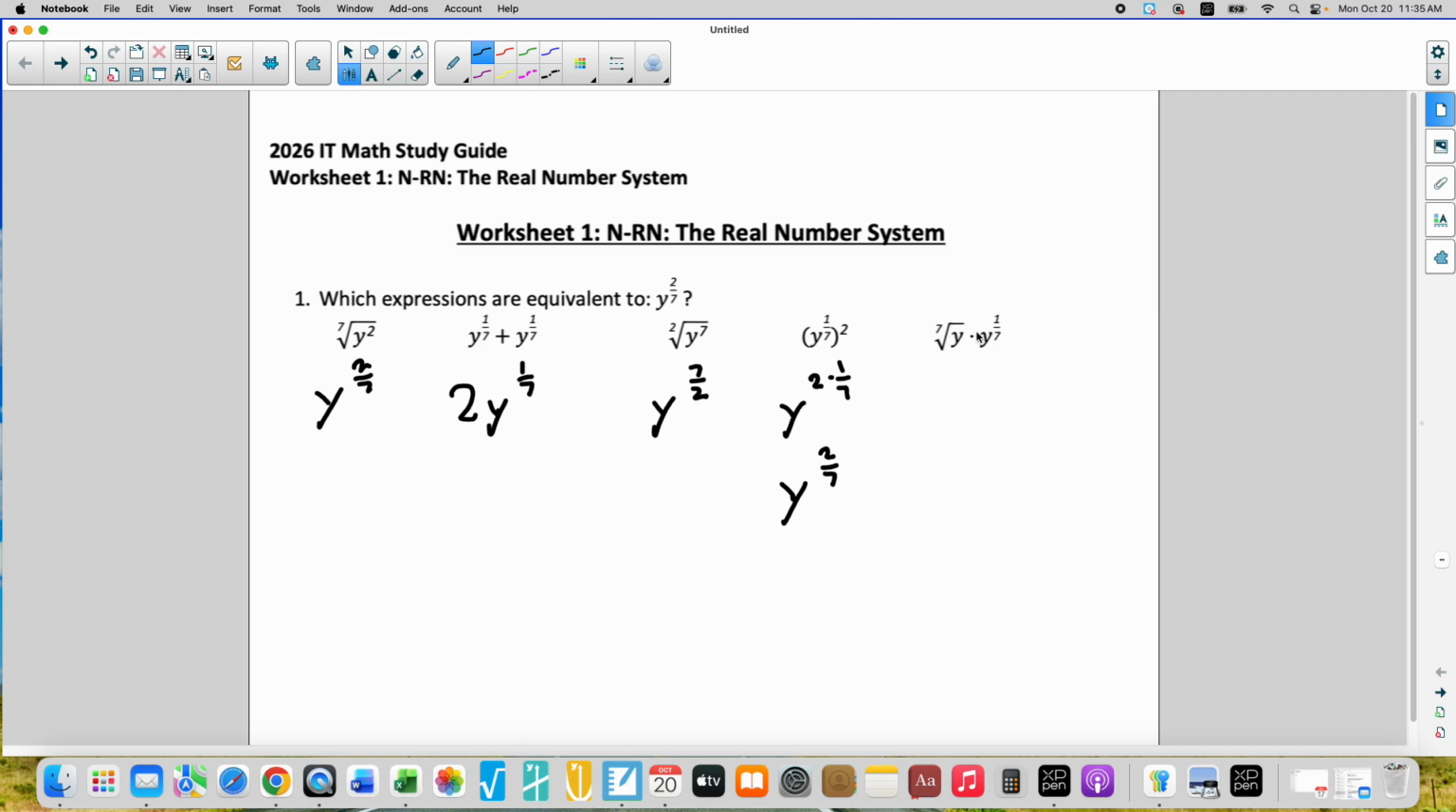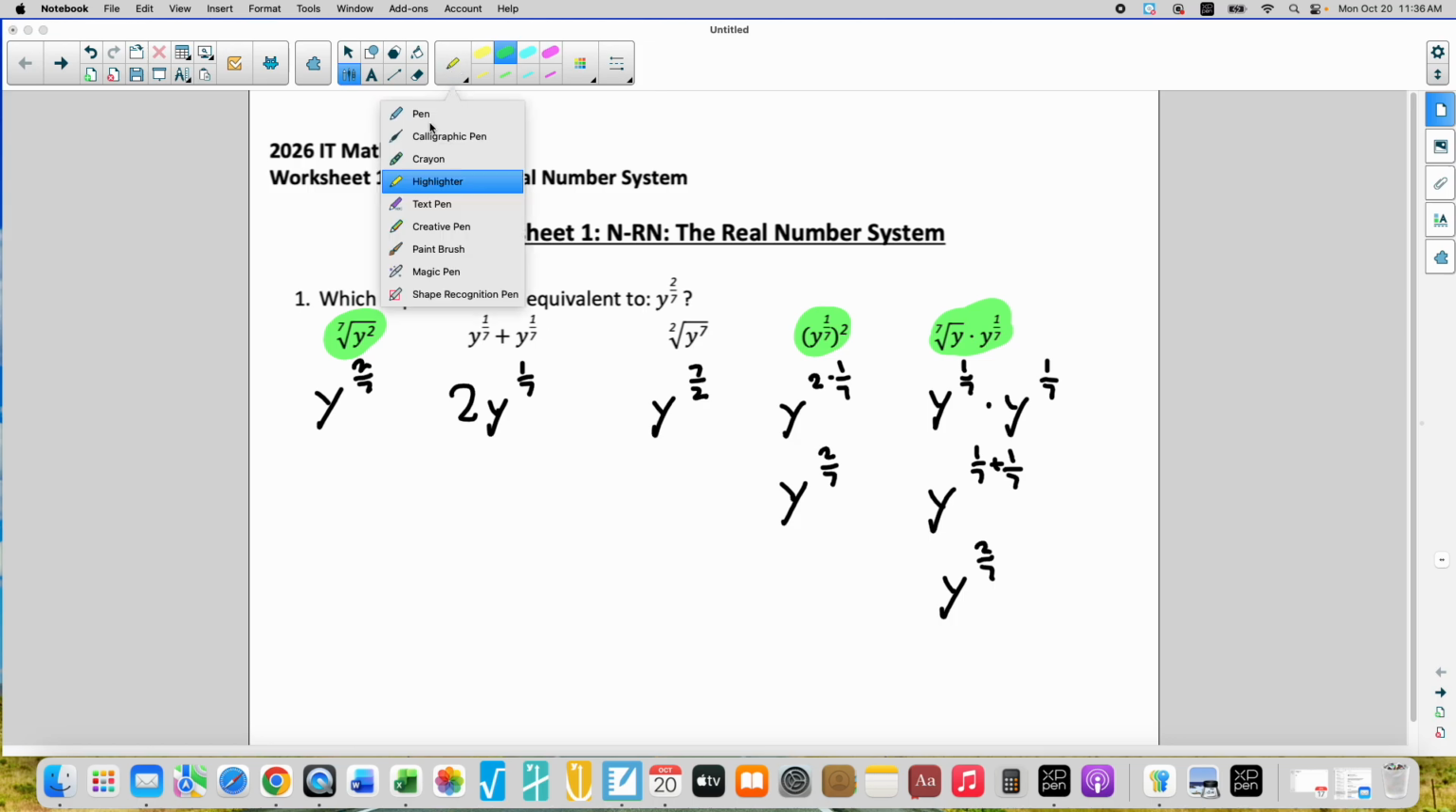And then, this is an interesting one. Okay, so let's write this as y to the 1/7 times y to the 1/7. And when we multiply like bases, we add their exponents. So you have 1/7 plus 1/7, which is y to the 2/7. So let's do it in green. This one equals y to the 2/7. This does not, this does not, this does, and this does. So there are 3 expressions that are equivalent to y to the 2/7. That's kind of fun. That was a good one.